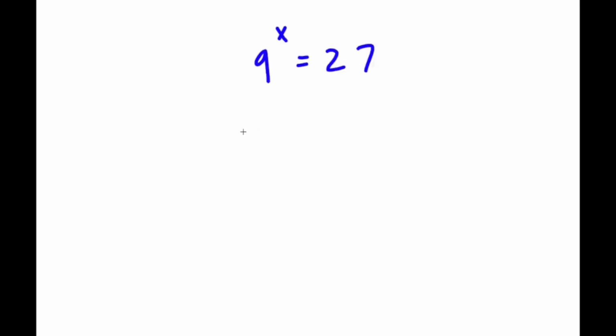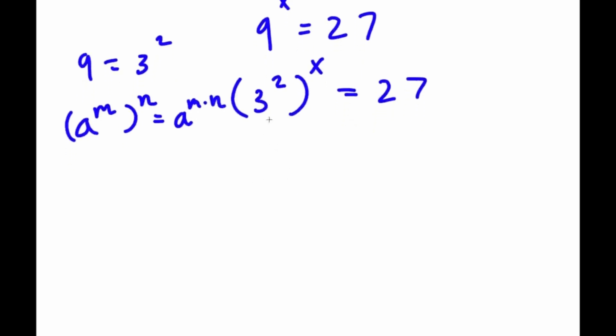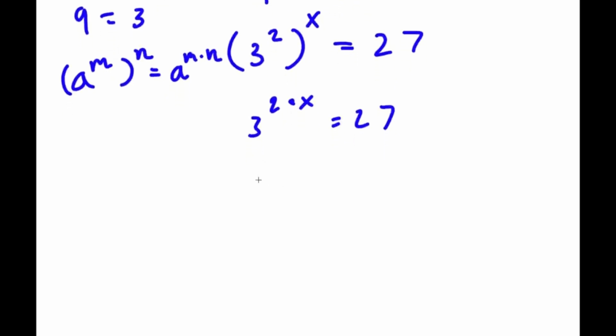And 9 is the same thing as 3 squared. So 9 to the power of x is going to equal 3 squared to the power of x, which is equal to 27. And if I have something in the form a to the power of m to the power of n, this is equal to a to the power of m times n. So 3 to the power of 2 to the power of x will equal 3 to the power of 2 times x. 2 times x is simply 2x. So 3 to the power of 2x is equal to 27.